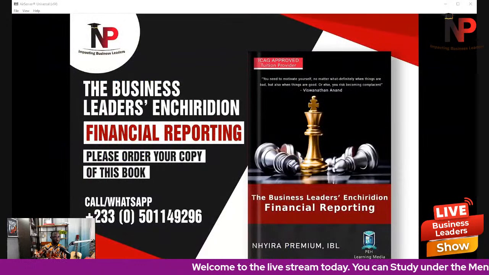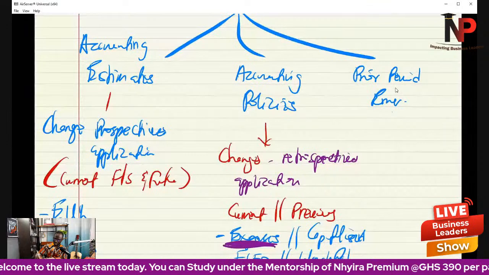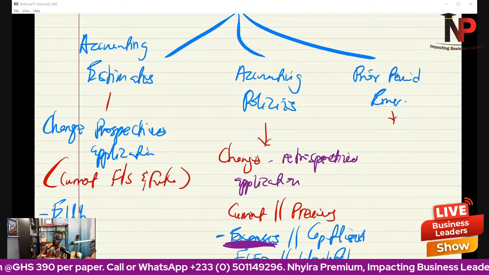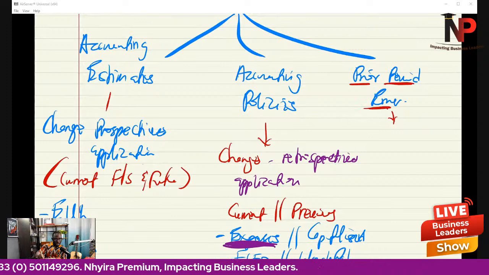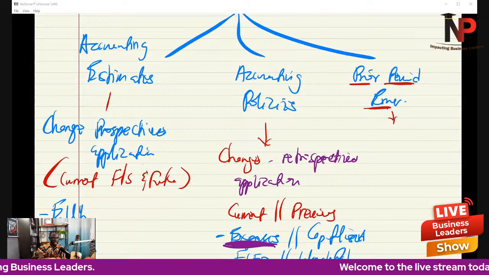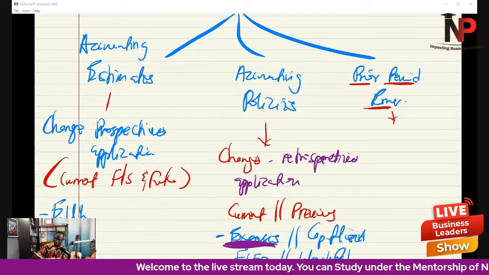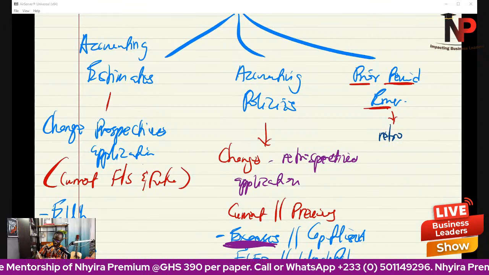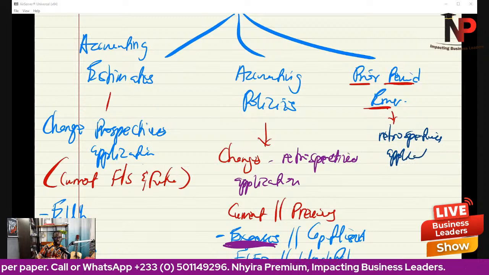Then the last one is going to be prior period adjustment. Prior period adjustment is where an entity identifies, in the current year, an error committed in the previous year's financial statements. Like the name suggests, it is a prior period error, meaning that we are recognizing the error currently, but the error relates to last year. So when there is a prior period adjustment, there is what we call retrospective application. We do a retrospective application because it relates to last year. So you go to last year and amend last year's financial statements.